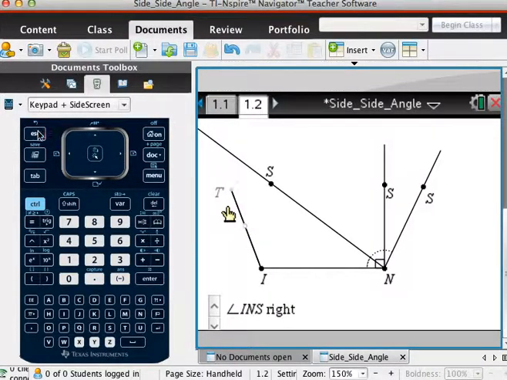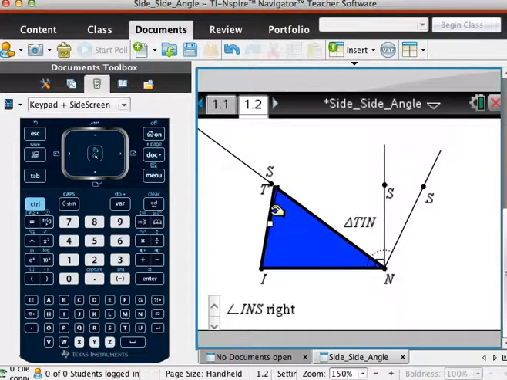For this TI line, if TI was shorter than IN, there were a couple different possibilities. So if it's shorter than IN, then sometimes I can make one triangle like this one, or another triangle like this one. So sometimes I can have two possible triangles.